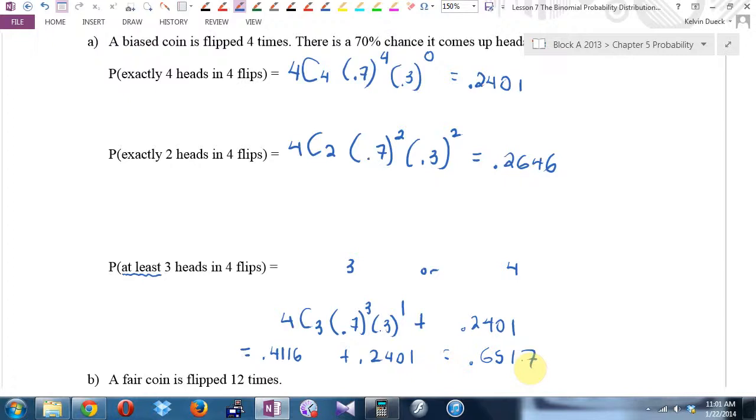Can you read to me this line right here? What does or mean? Add, okay. And then four out of four, we actually calculated that one up in this line right here. So rather than recalculate it, this is the four out of four. We just dropped it down right there. And then we said, all I really need to calculate is three out of four, and then add them together. Is that okay?